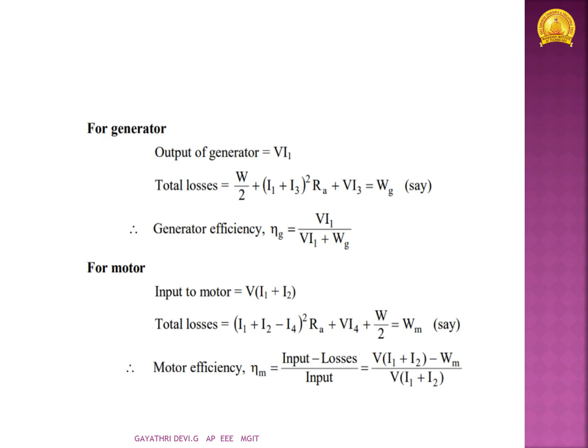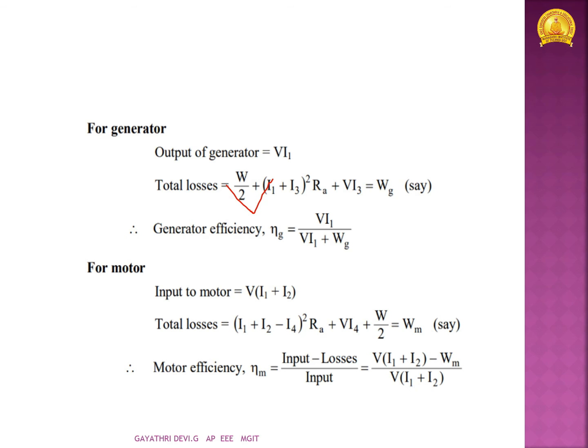Thus, we can calculate the generator efficiency and motor efficiency separately. The output of the generator, we know, is V into I1, and the total loss is the summation of W by 2, which is the friction, windage and iron losses of the generator. This 2 is for two identical machines: W is the total loss, but we are considering each case, so we are taking W by 2. W by 2 plus (I1 plus I3) squared into Ra plus VI3 is equal to Wg.